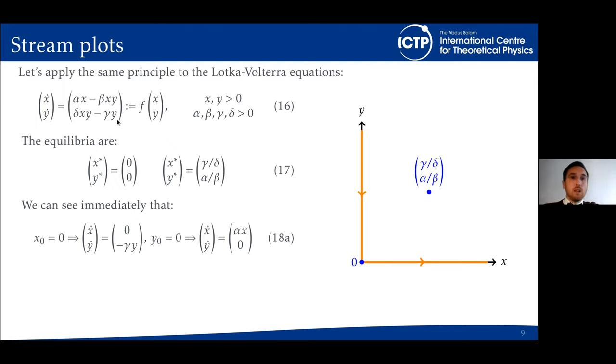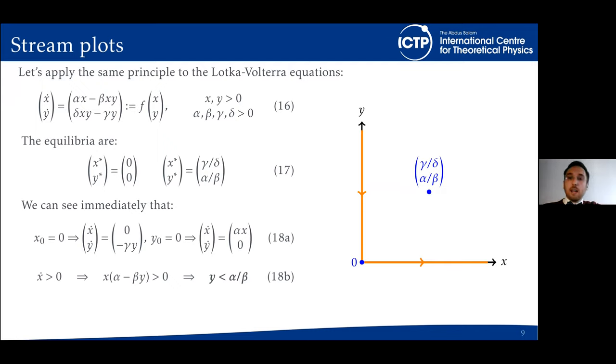What we can do is see exactly when the components of this function here are positive and when they are not. So for example, if we look at when x dot is positive, we have, as I've shown you before, that this must be positive. Now, we are not on the y-axis, so x is different than zero. And in the end, we get that y must be lower than alpha over beta.